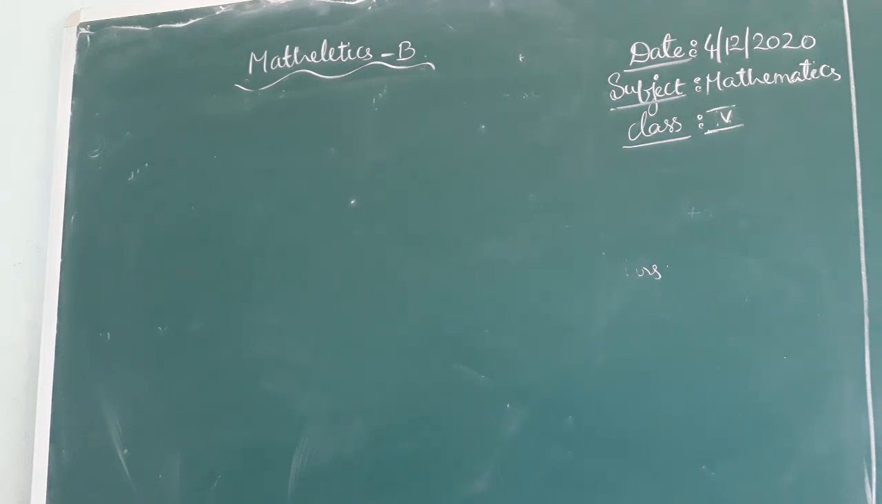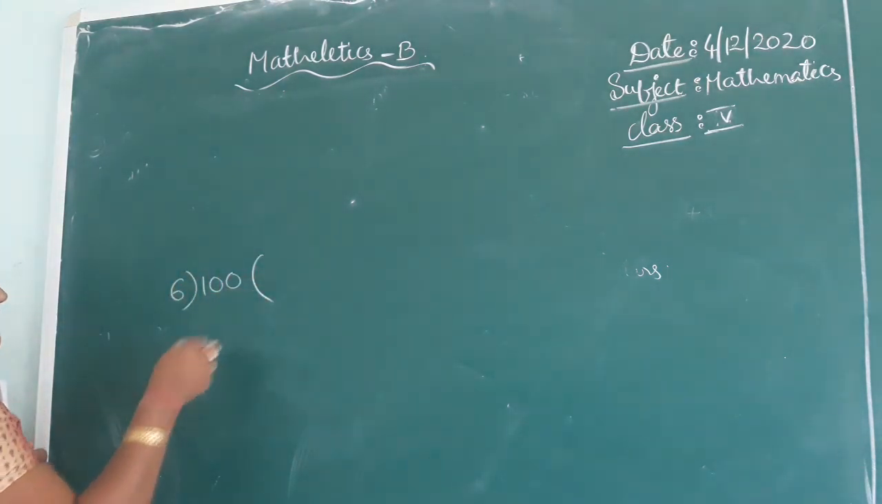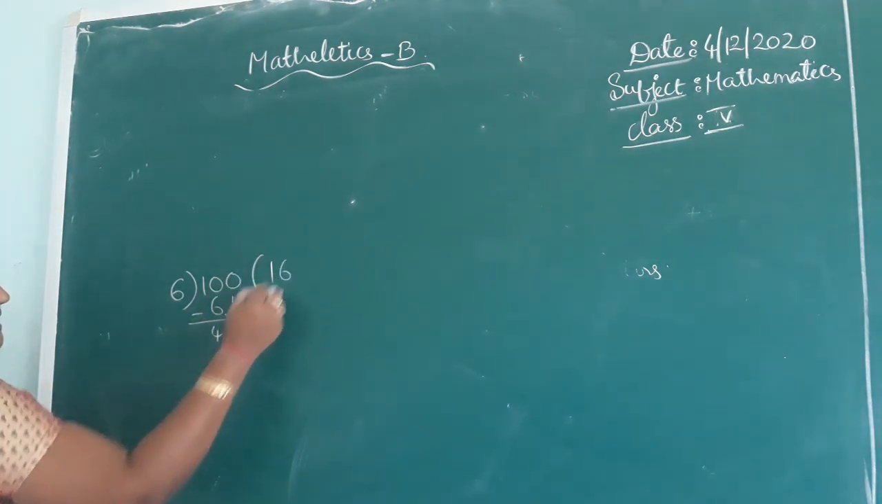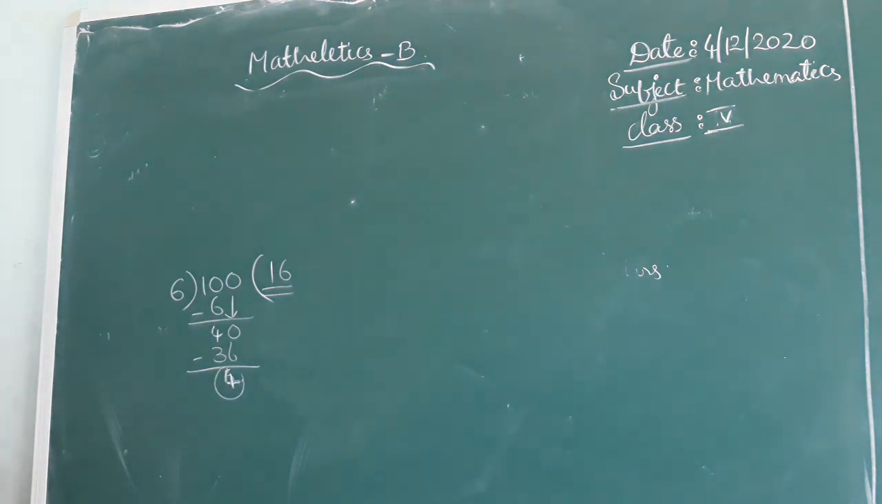Okay. Next, how many multiples of 6 are there between 0 and 100? That means if you divide 100 by 6, you will get the answer. 6 ones are 6, remainder 4, drop down 0, 40. 6 sixes are 36, remainder 4. So how many multiples of 6 are there? 16 multiples of 6 are there between 1 and 100.